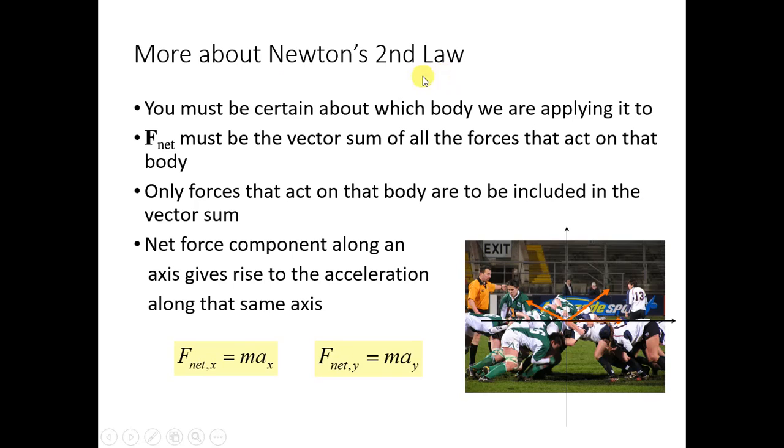More about Newton's second law: you must be certain about which body you are applying it to. So F net must be the vector sum of all the forces that act on that body. Only forces that act on the body are to be included in the vector sum. The net force component along an axis gives rise to the acceleration along that same axis, so F net x equals m a x. And suppose in the y direction, at that time F net y equals m a y.